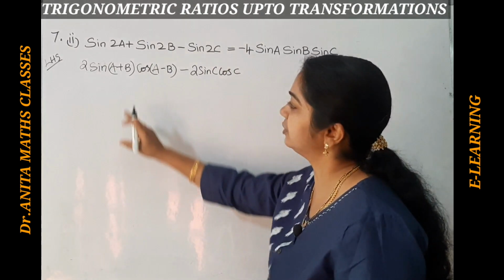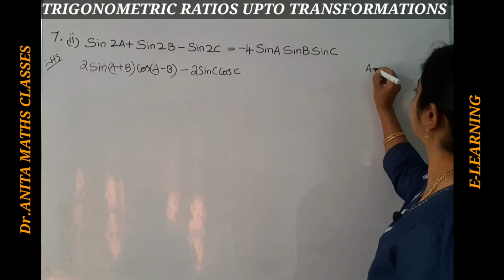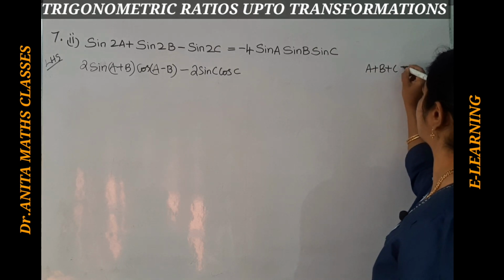Right. Now we know that A plus B plus C is 270 here. So A plus B plus C is 270.